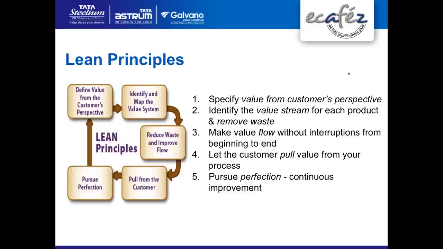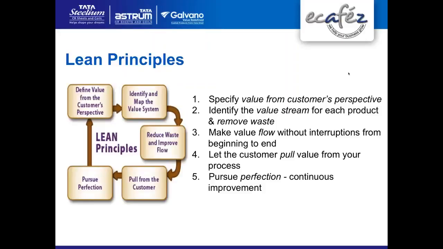First is specify value from the customer's perspective. So first we must know what value our customer wants. Traditionally, any product is designed by the design engineers of the company, produced by production and quality people, where the role of experts is more. But now lean says we have to get the specification described by the customer. What exactly the customer wants has to be specified. It's not exactly what the designer wants. So the customer's voice has to be converted into the designer's voice, which has to be produced in the factory. So the first thing is we must know what value the customer wants.